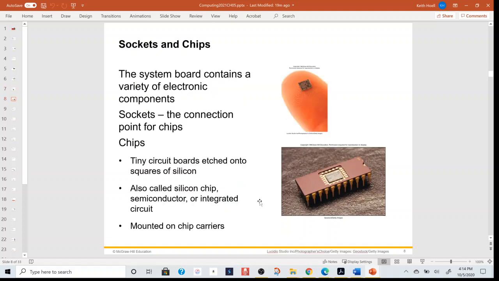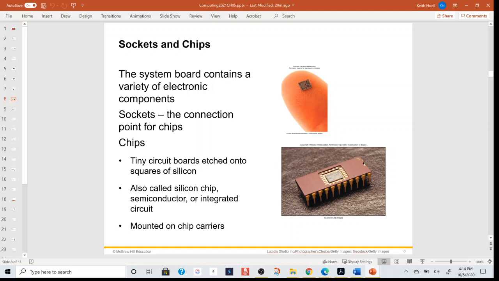All right, sockets and chips. I went over that. We're not going to go into detail about this, but you should just know that the motherboard or the system board contains a variety of electronic components. There are sockets, and then chips plug into sockets. Just like you'd plug a plug into a socket, the CPU is a chip you can plug into a socket.